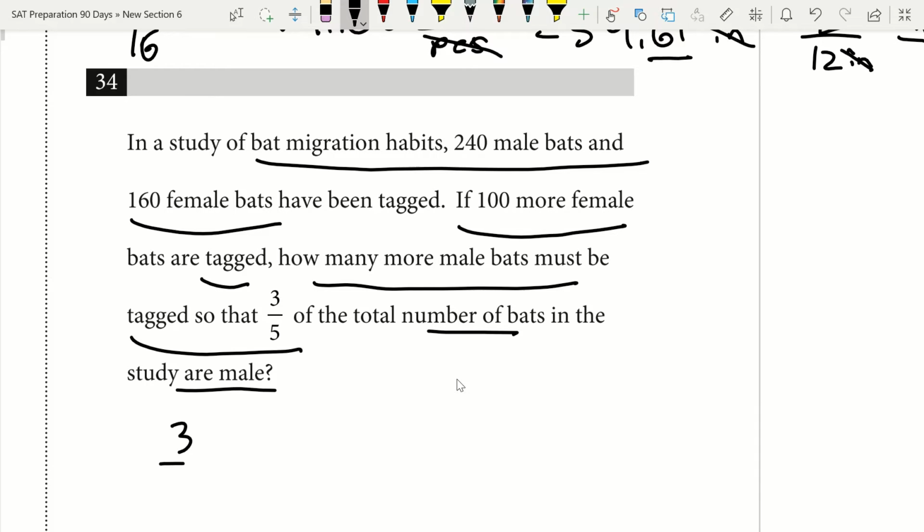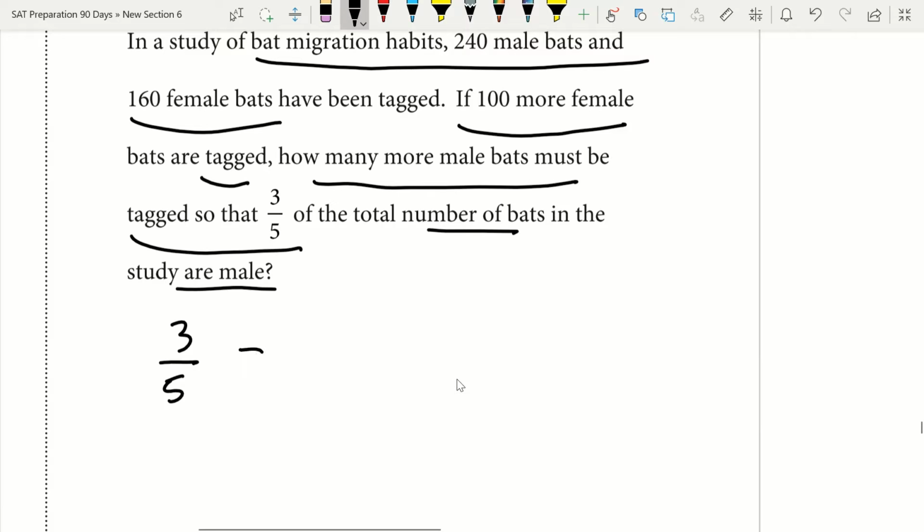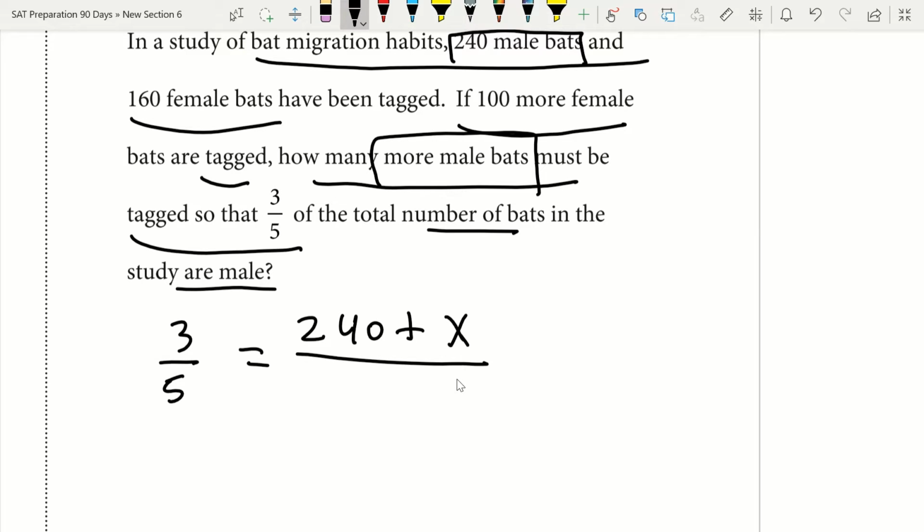Okay, that means that we're going to have 3 over 5. That's the ratio of male to the total. We know that we have 240 male bats at our beginning. So we're going to have 240 male bats to start, plus however many more male bats we have to add. So we'll call that X. And that's going to be all over our total number of bats.